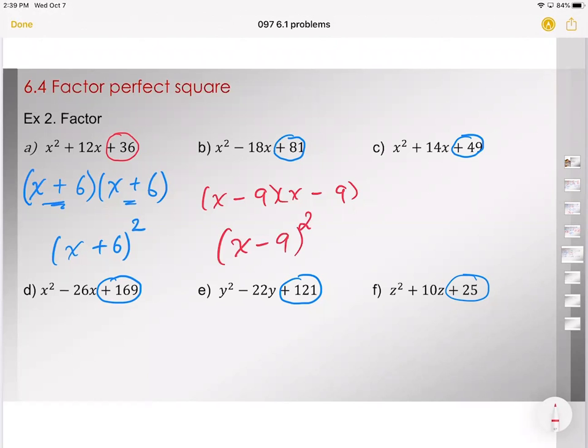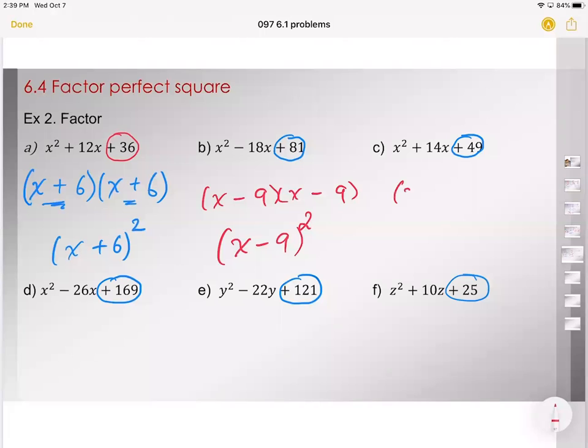And again, hopefully you guys see in C, is C a perfect square? Are there two numbers multiplied to give you 49, but add together to give you 14? And hopefully you say, yes, Mr. Tran, 7 times 7.